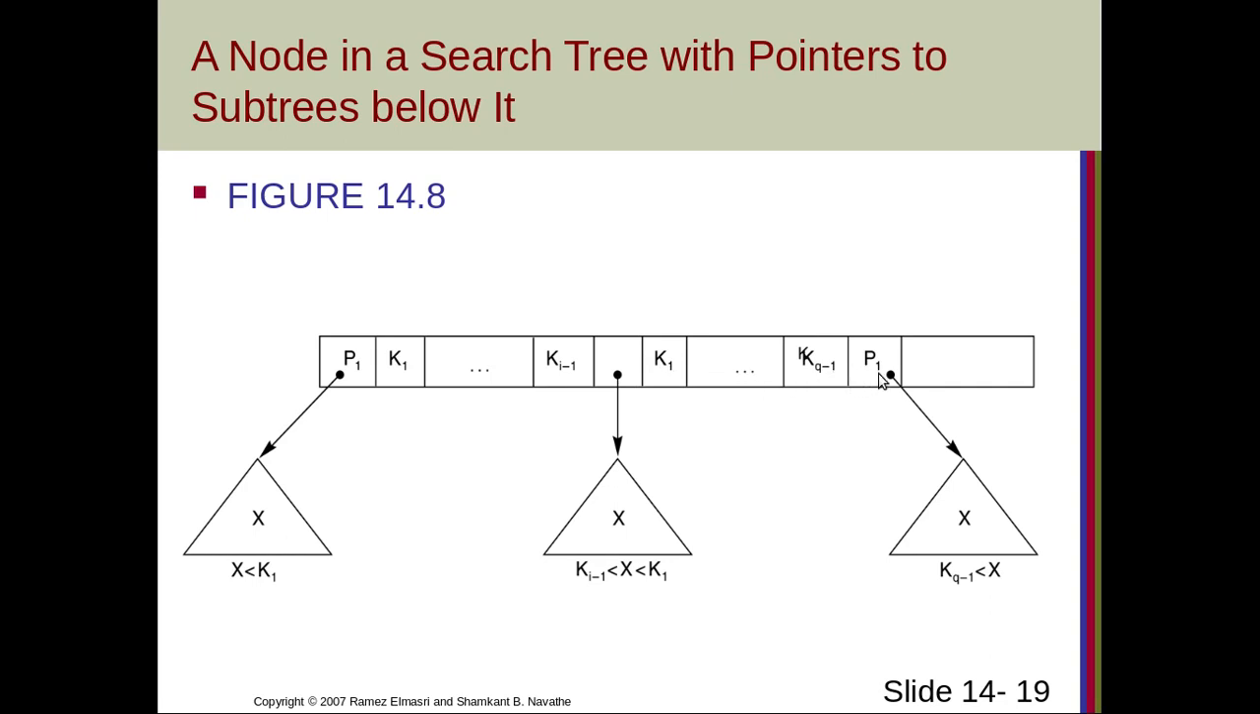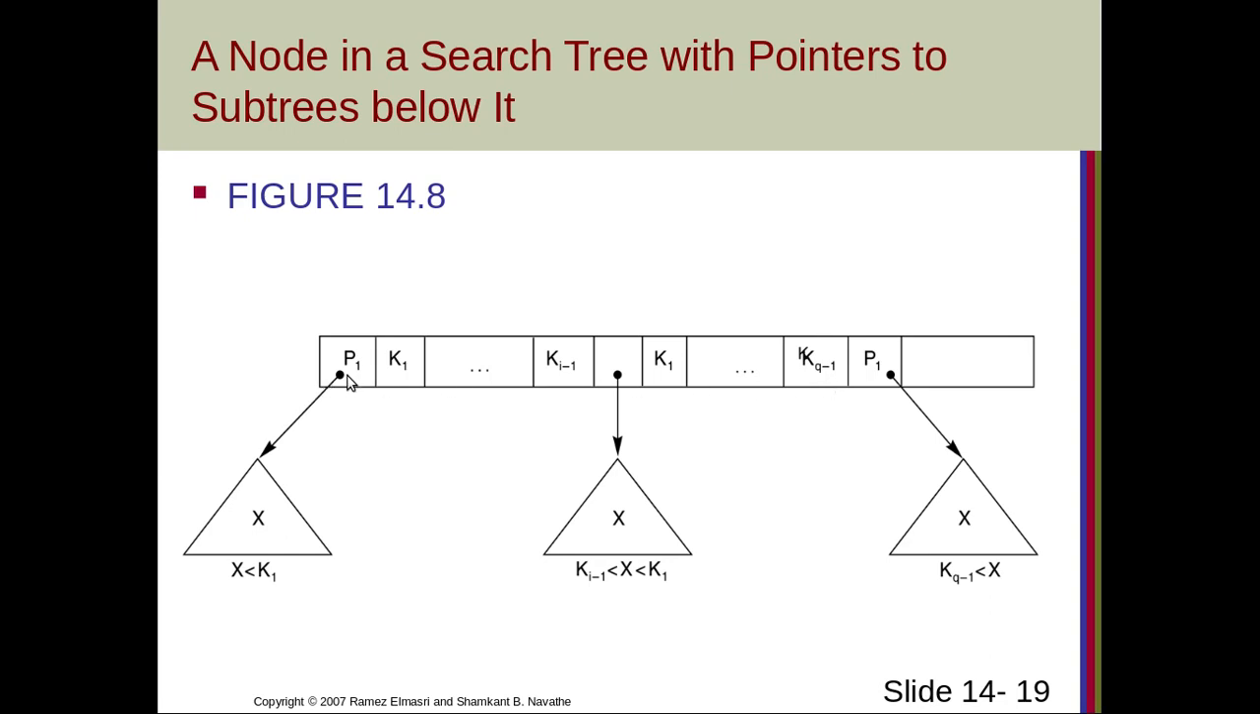Up to Kq minus 1, Pq. So this is a block in which you have q minus 1 number of keys. The keys are K1, K2, K3, etc., up to Kq minus 1. So a total of q minus 1 keys are there.